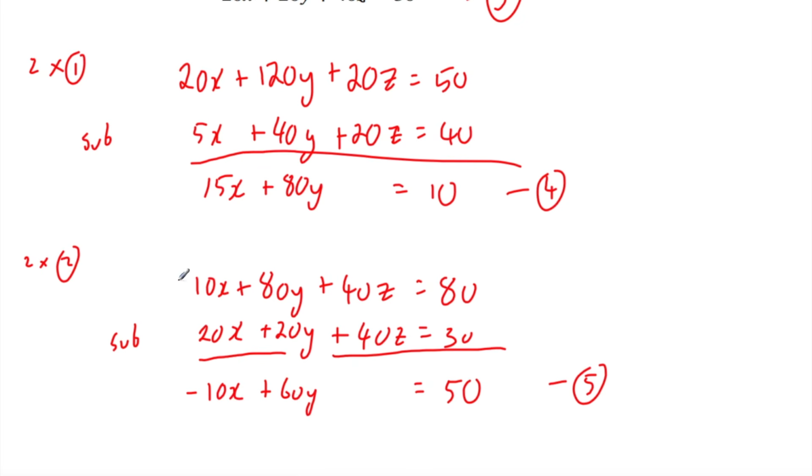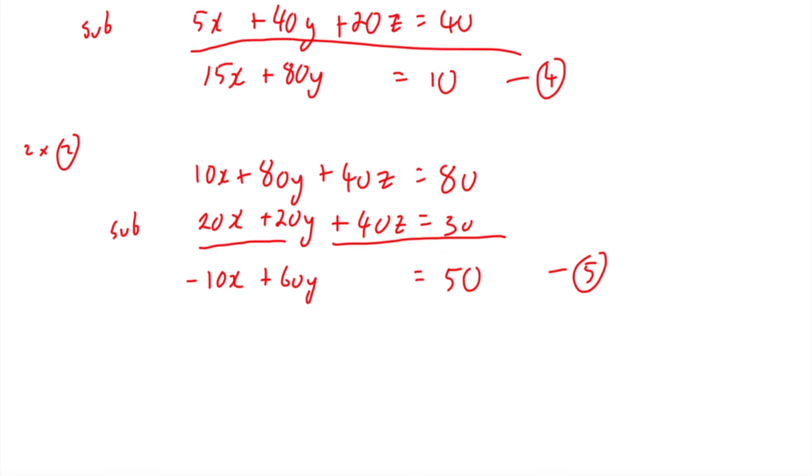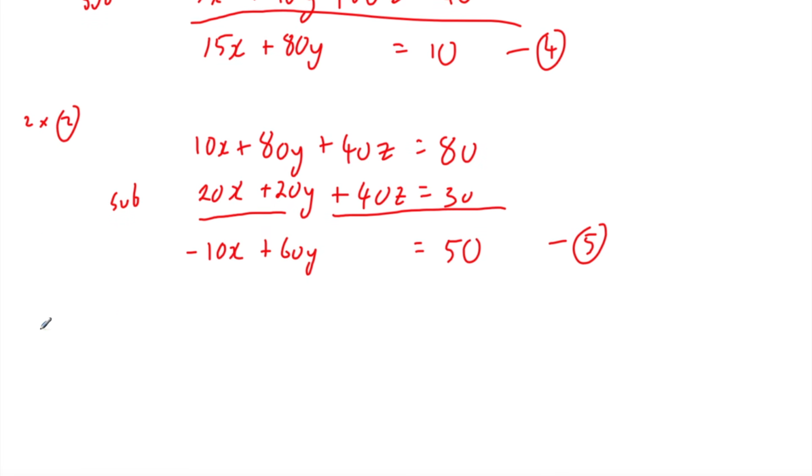We want to cancel out one of the other variables. So I'm going to cancel out the y's because here we've got 80y and 60y. I can times equation 4 by 3 to get 240y, and I can times equation 5 by 4 to get 240y. So I'm going to take equation 4 and times it by 3. If I times this by 3, we get 45x plus 240y equals 30. Just times that equation by 3.